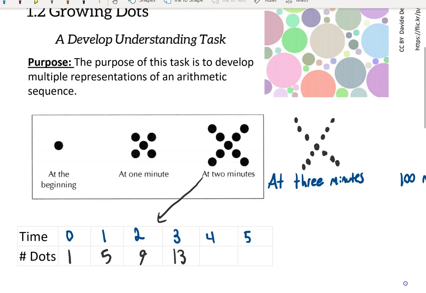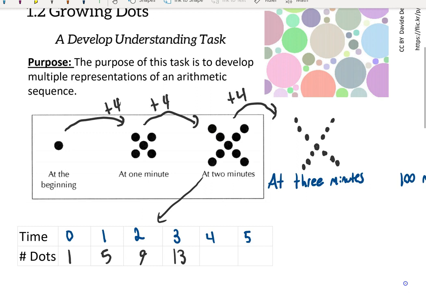And so we can now start to anticipate, well, what's it going to be at 4 minutes? In order to do that, we need to start to compare each consecutive part of the sequence. A sequence is just a list of numbers, in this case, the numbers of dots. And so what we're doing is we're thinking about this recursively. Recursively means, how do I get from one image to the next? How many dots are we adding every time? And so we can see that that's 4 dots that we're adding every time.